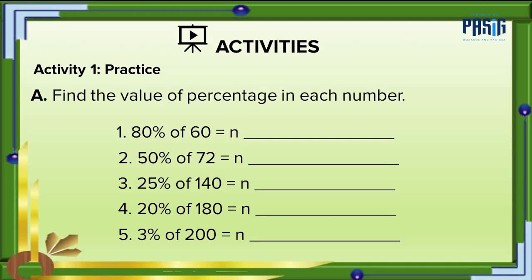So I hope that you are now ready in doing your activities. So let's now proceed to our activity number 1, practice. Direction: find the value of the percentage in each number. Number 1, 80% of 60 is equal to n. Number 2, 50% of 72 is equal to n. Number 3, 25% of 140 is equal to n. And number 4, 20% of 180 is equal to n. And number 5, 3% of 200 is equal to n. Take note that we are just going to find the percentage, and I have shown you different ways of getting it. It is up to you which one is the easiest way of doing this percentage problem.